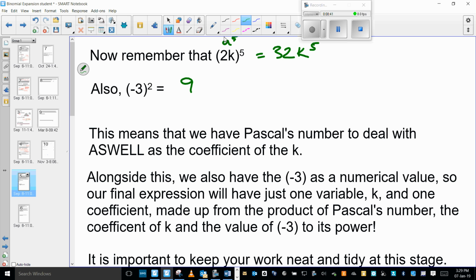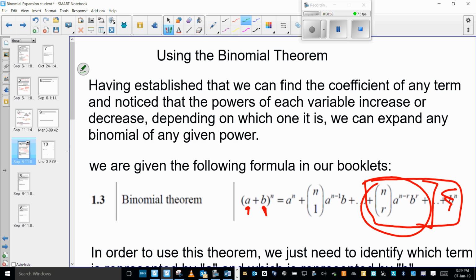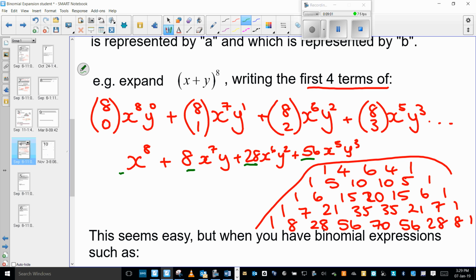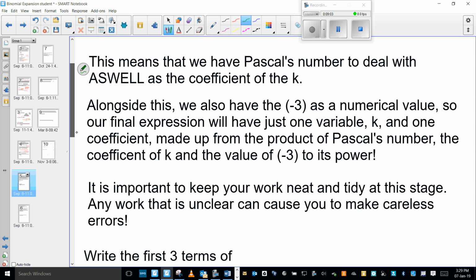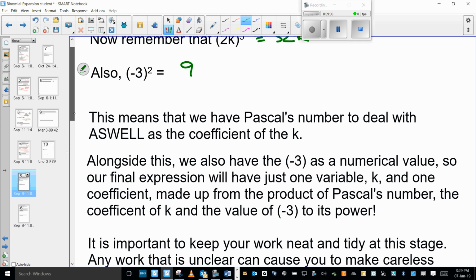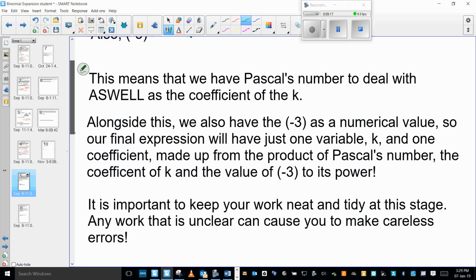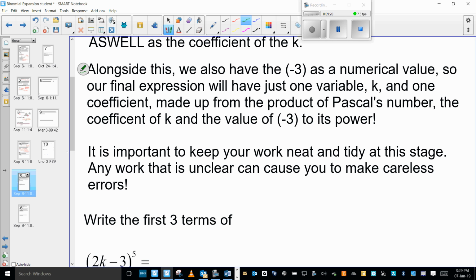Now, all of these words, it's not rubbish, it's all very important. But basically all of this says is that when we're doing this here, we just have letters and our Pascal's triangle number, which is great. But here, we're going to have our Pascal's triangle number as well as things like this 32 and this 9. So setting it out nice and neatly and carefully is really, really important. So if you're a bit of a scribbler, then you might make some careless mistakes here, so just be careful.